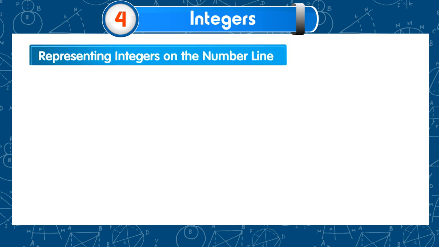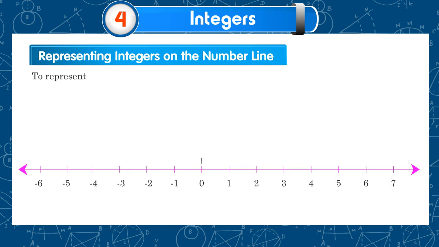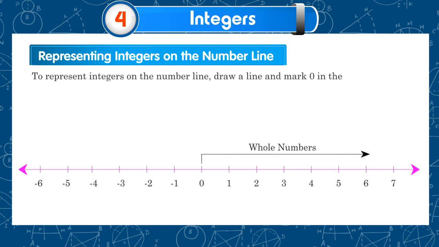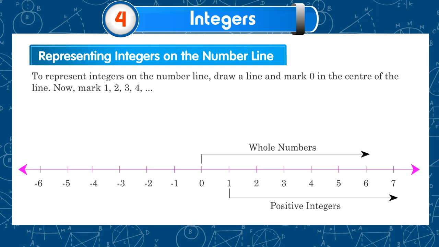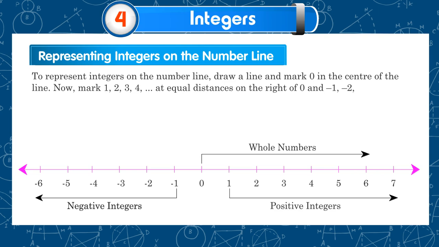Representing integers on the number line. To represent integers on the number line, draw a line and mark 0 in the center of the line. Now mark 1, 2, 3, 4 and so on at equal distances on the right of 0, and minus 1, minus 2, minus 3, minus 4 and so on at similar distances on the left of 0.